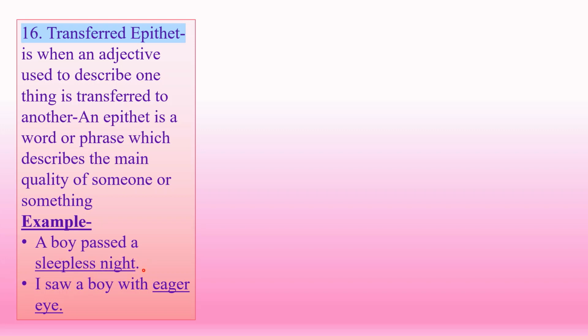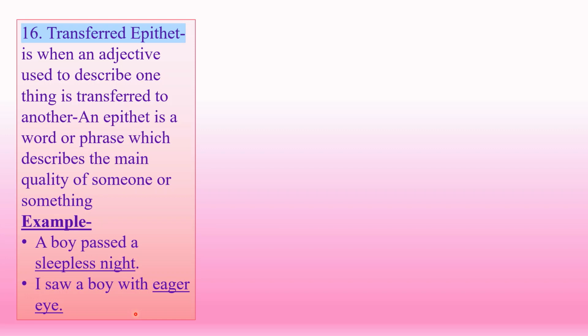See the second example. I saw a boy with eager eye. It is not the eye which is eager, but the boy is eager. The adjective eager, which belongs to the boy, is transferred to eye. So such sentences can be said as a clear case of transferred epithet.